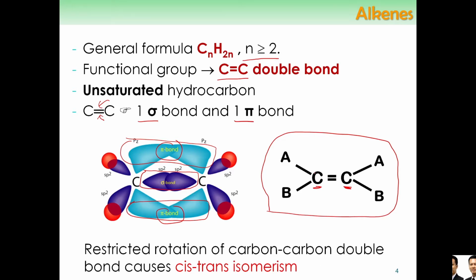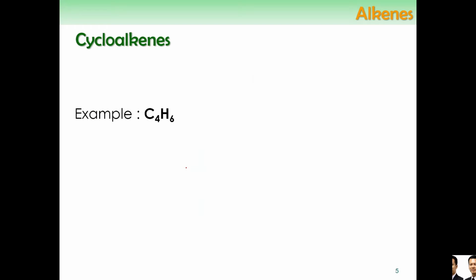Also, due to the presence of the double bond, you will see restricted rotation. Okay, means that this one does not easily rotate. A and B here cannot easily rotate, and because of that, you have cis-trans isomerism. Okay, so let's see cycloalkenes.